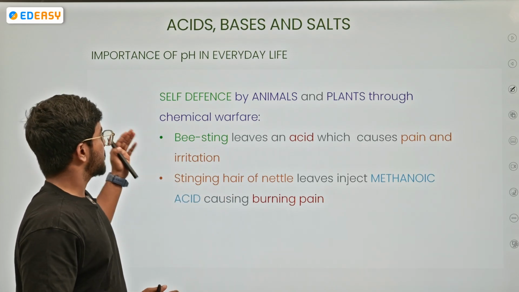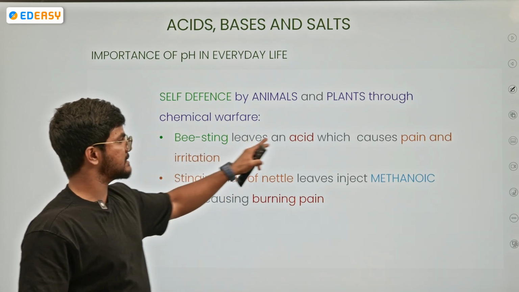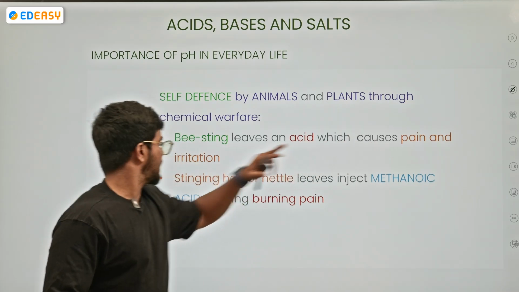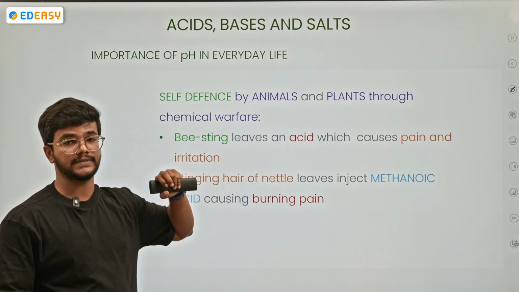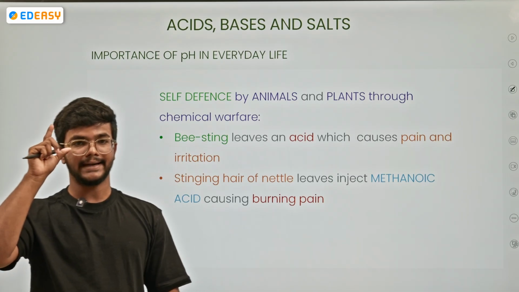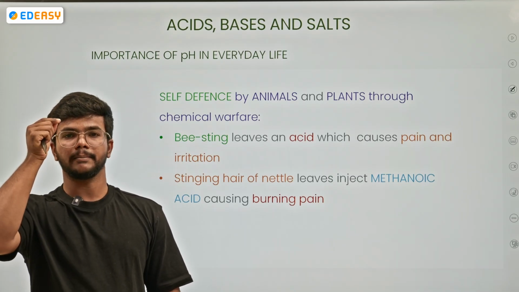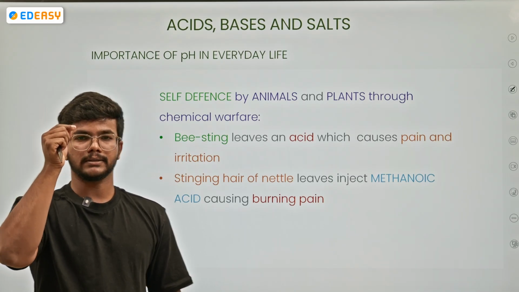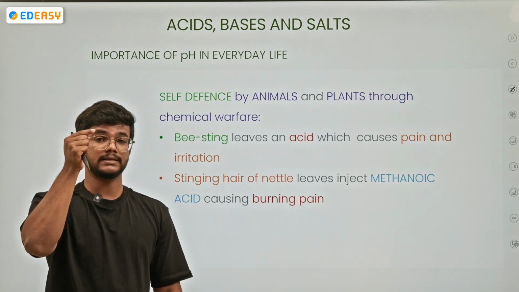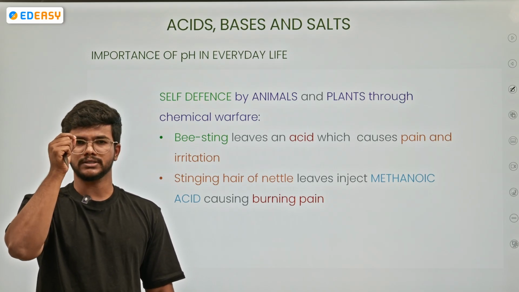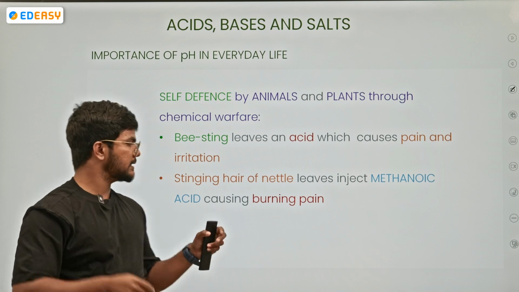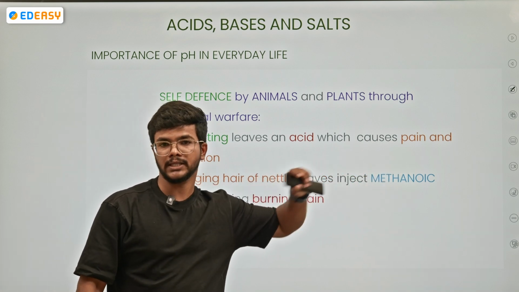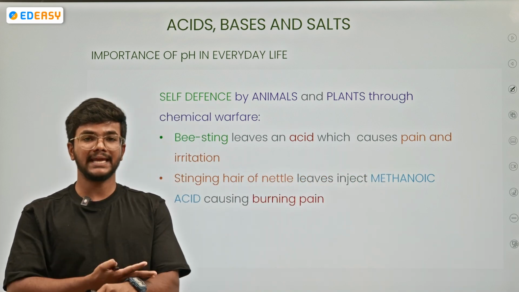A bee sting contains an acid which causes pain and irritation, and so do the stinging hairs of nettle leaves. There is a plant called nettle. The leaves of the nettle plant contain small tiny spokes or thorns which contain methanoic acid, which causes the pain or irritation.